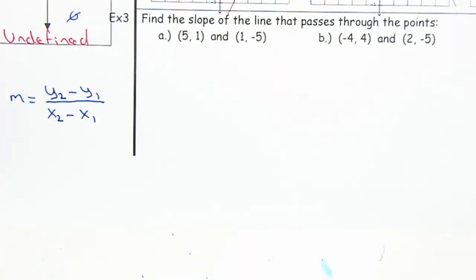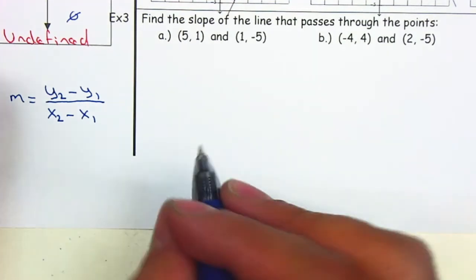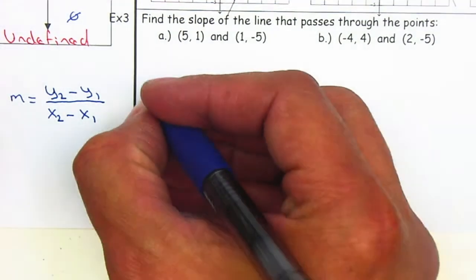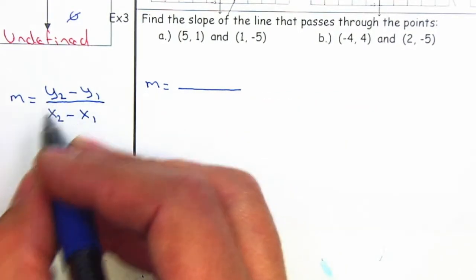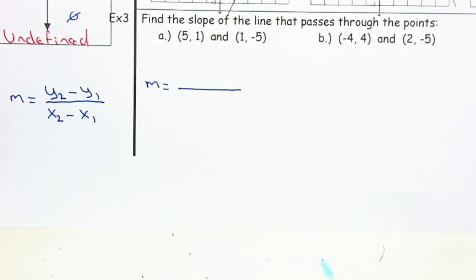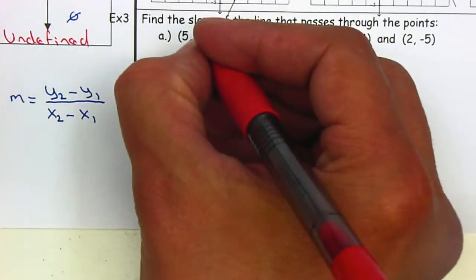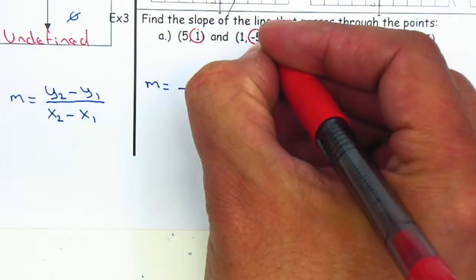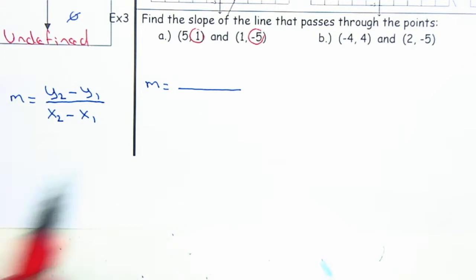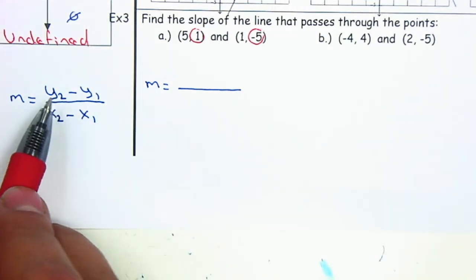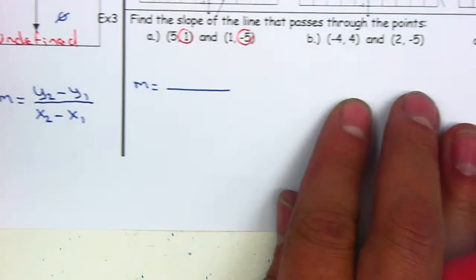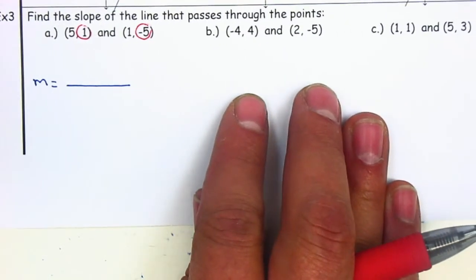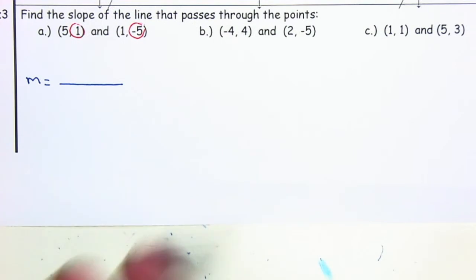Now, I like to make my life easy, so we're going to make this as easy as possible. Let's write down m. We know that the y's have to go on top. So I want you guys to circle the y's, which is the 1 and the negative 5. Those will go on top. Now, it says y2 minus y1, but we're going to ignore it. We're just going to place the y's on top. It doesn't really matter the order that you place them, as long as you are consistent with your work.